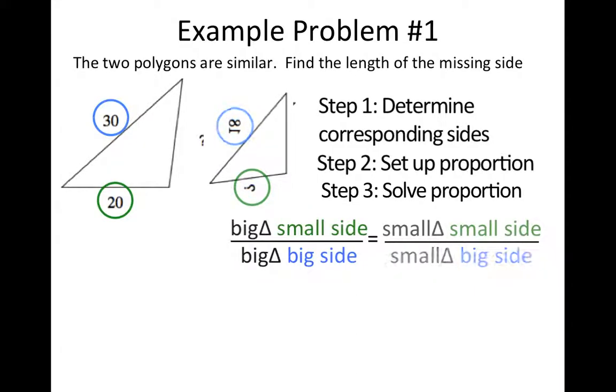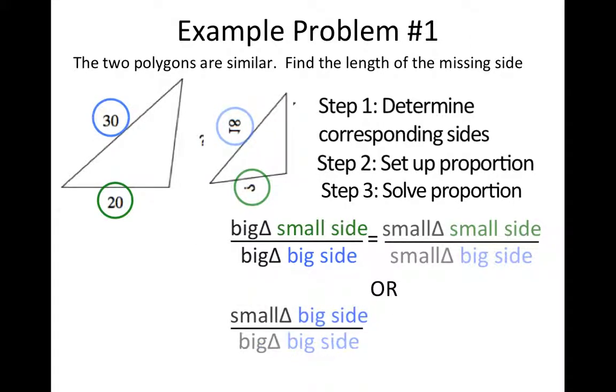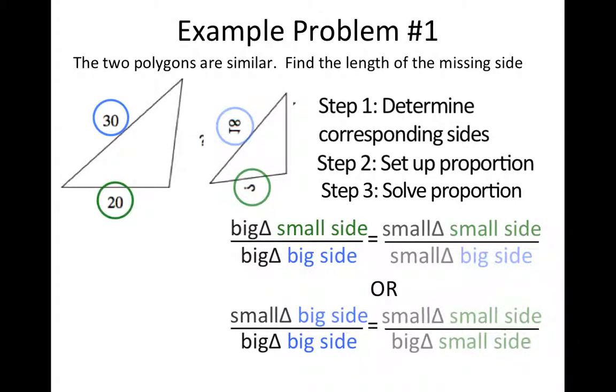So I can set it up that way if I want, or I can set it up so that the big side to the big side needs to be in the same proportion as the small side to the small side. I can do either of those and either of those will work.